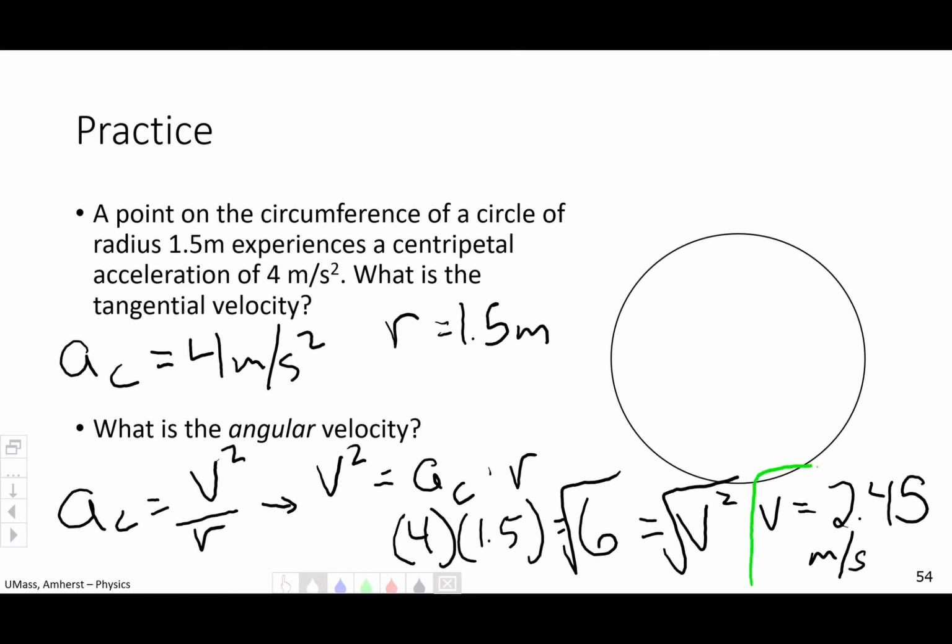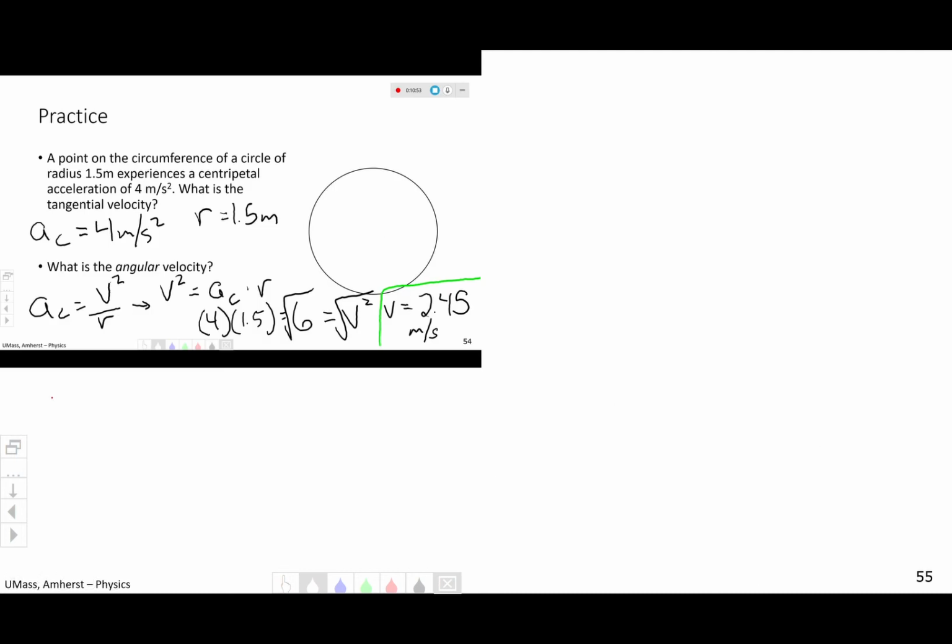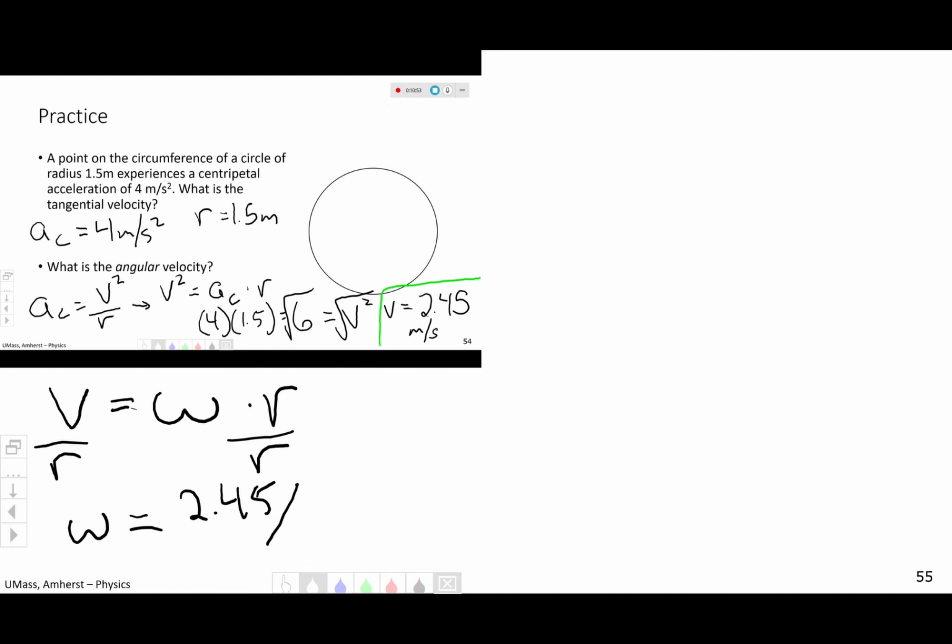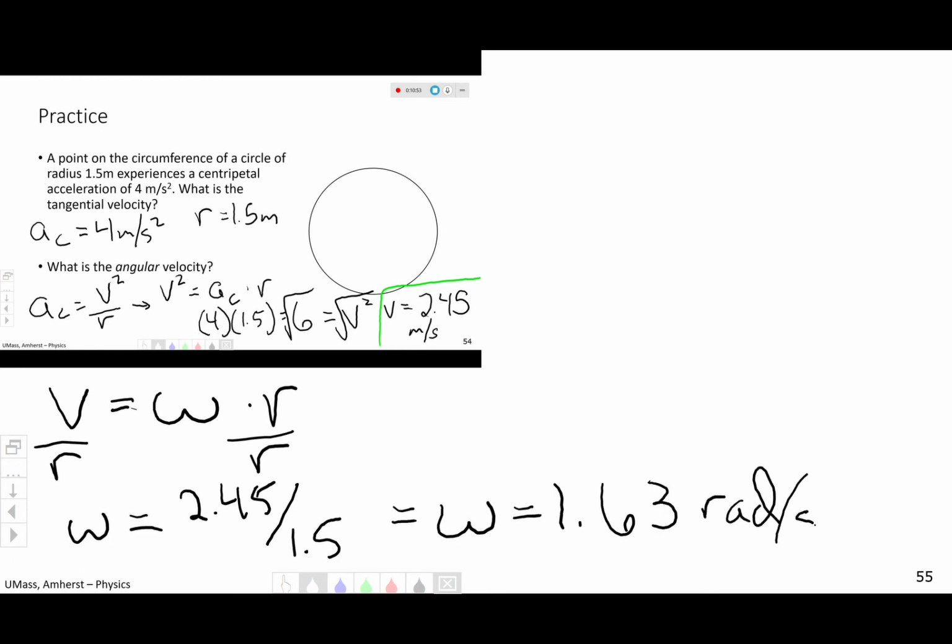That's the first part. And then it's asking what is the angular velocity. We know that linear velocity v is omega times r. So if we divide by r on both sides, we get omega, and that is 2.45 divided by the radius of 1.5, giving us an omega of 1.63 radians per second.